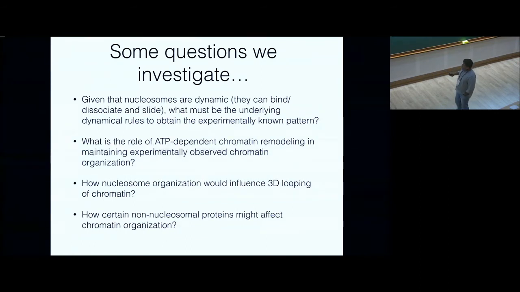The question we started asking is, given that nucleosomes are dynamic, there are always remodeling machines, so they can slide and disassemble, they can bind, dissociate, and slide. What must be the underlying dynamical rules to obtain the experimentally known pattern? What is the role of ATP-dependent chromatin remodeling in maintaining this experimentally observed chromatin organization? How would nucleosome organization influence the 3-dimensional looping and organization of chromatin? How might certain non-nucleosomal proteins affect the chromatin organization? So these are the questions that we started asking.